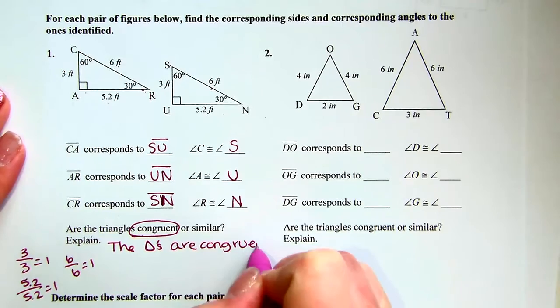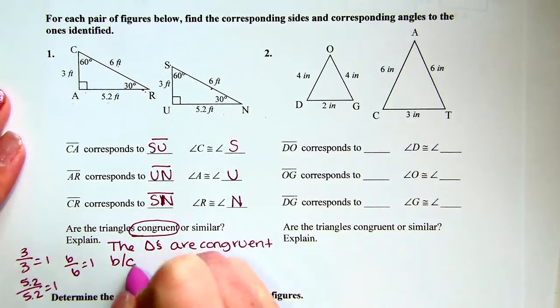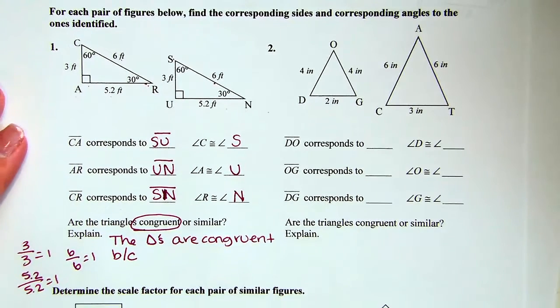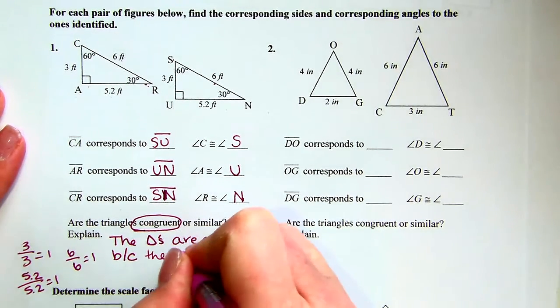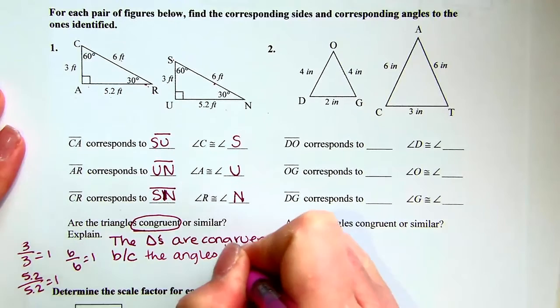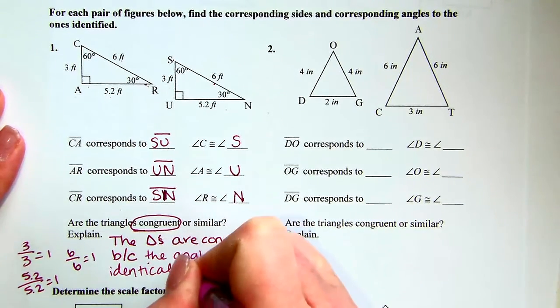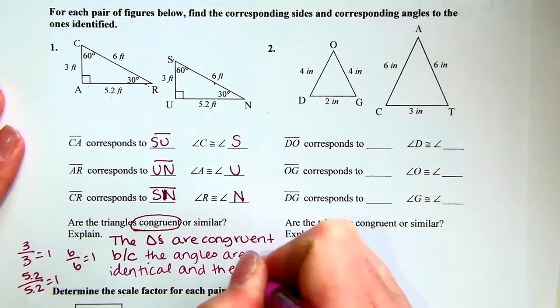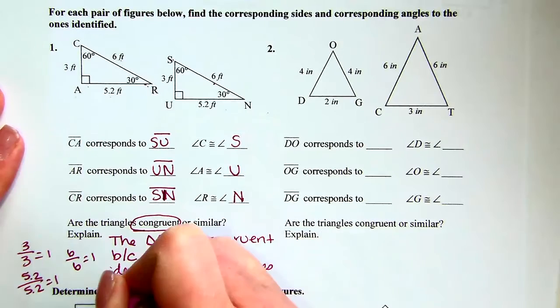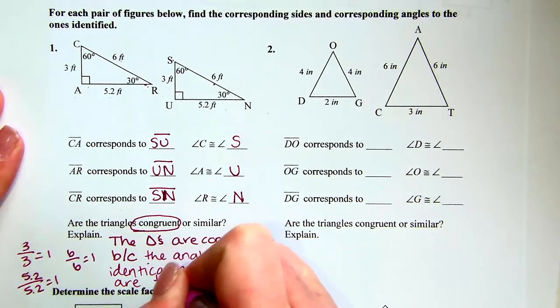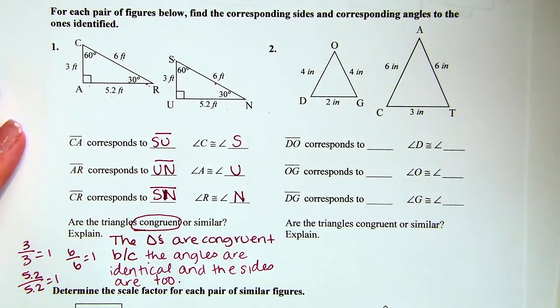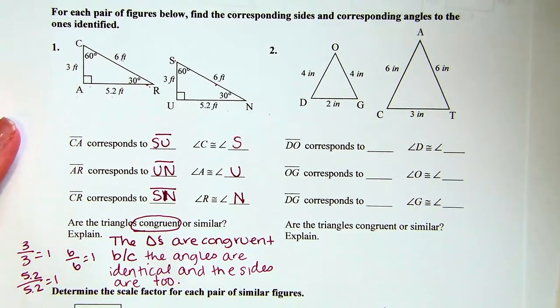because, and I'm using the shorthand for because, their angles are identical and the sides are too. Okay, so again, the triangles are congruent because the angles are identical and the sides are too. Now the last one I said I was going to do with you today is number 5.